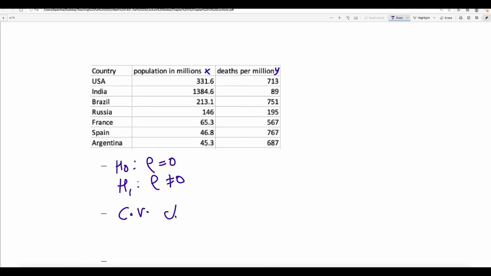Critical value: alpha is given as 0.05, and what is the degrees of freedom? How many pairs are there? 1, 2, 3, 4, 5, 6, 7 pairs. So 7 minus 2, be careful. One of the things that is different from the hypothesis testing in chapter 8 is here the degrees of freedom is n minus 2. There we took degrees of freedom as n minus 1. So that is 5 degrees of freedom and alpha is 0.05.